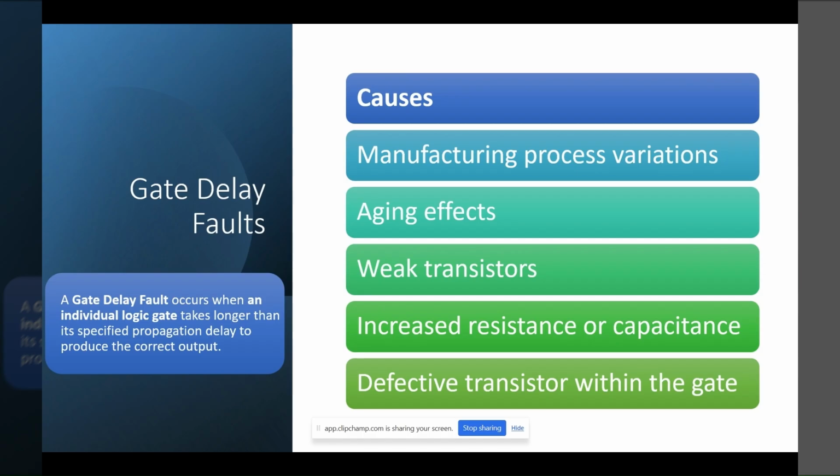The major causes of this gate delay fault are manufacturing process variation, aging effects, weak transistors inside the circuit, and an increase in resistance or capacitance, because the timing constant mainly depends upon RC values. So an increase in resistance and capacitance while doing the layout or the design itself, if not taken care of, may also cause gate delay faults. And defective transistors within the gate, that is weak transistors as well as defective transistors, may cause gate delay faults. These were the major causes of gate delay fault.